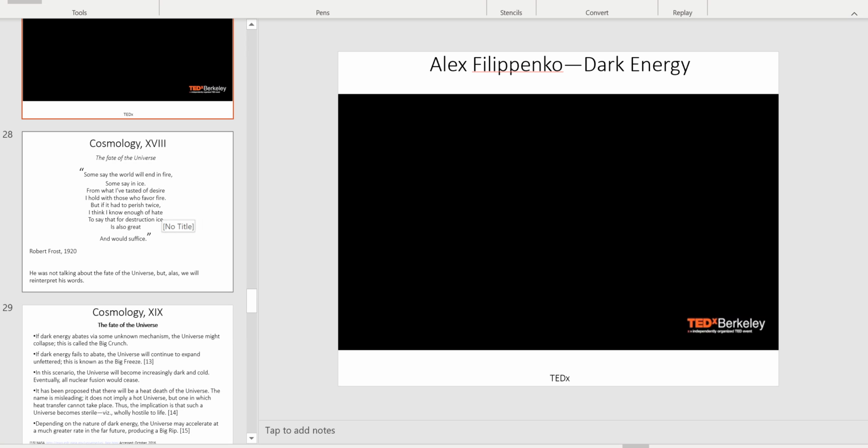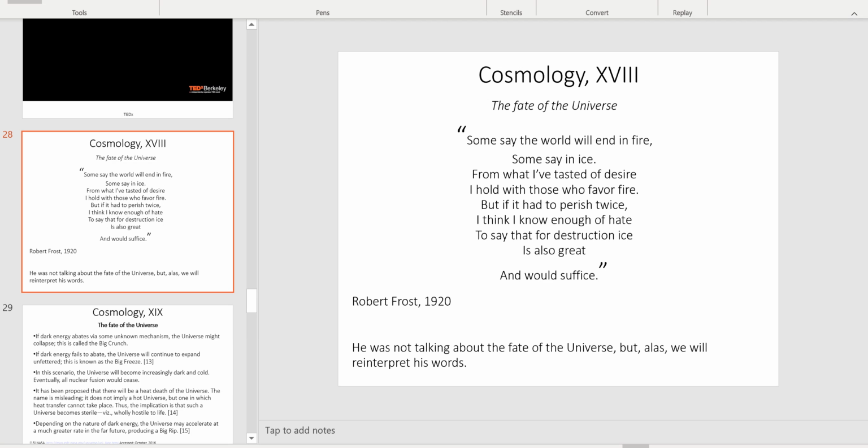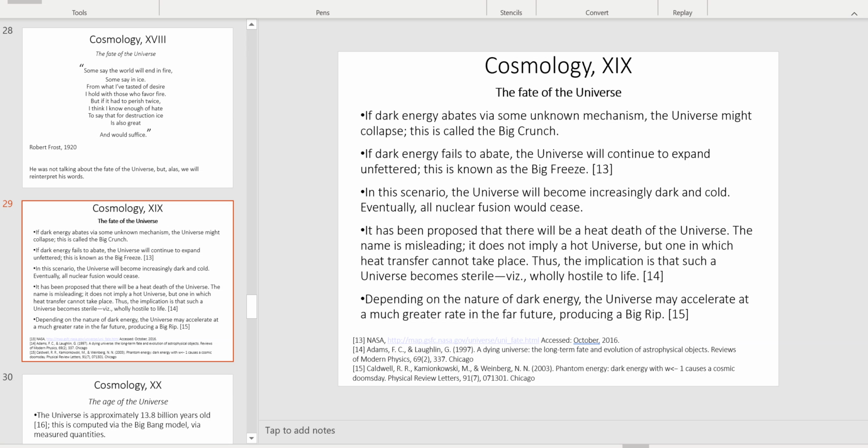Now that you've watched this video on dark energy by Alex Filippenko, I want us to talk about the fate of the universe. We don't know the fate of the universe, but we can make some speculations. I like this poem by Robert Frost. I don't think he was talking about the fate of the universe, but we can reinterpret his words because it sounds like he's talking about it. So what would be the fate of the universe? Will it be fire or ice or something else?